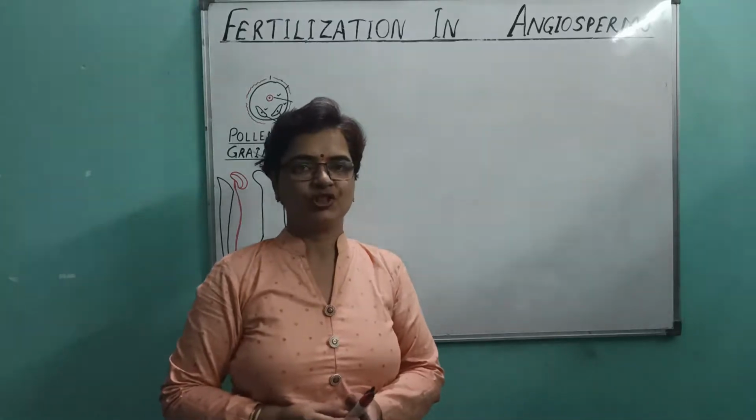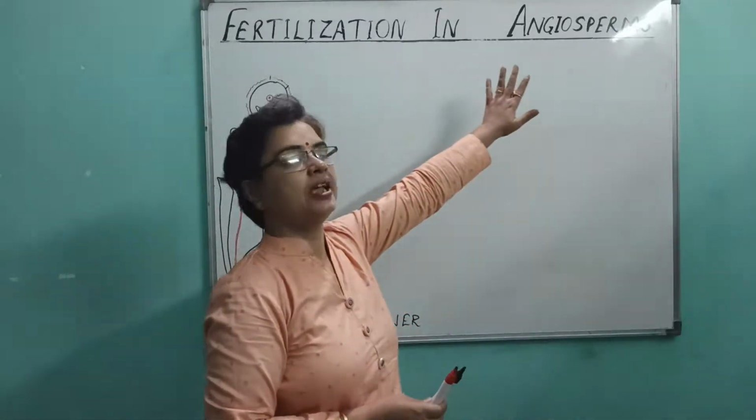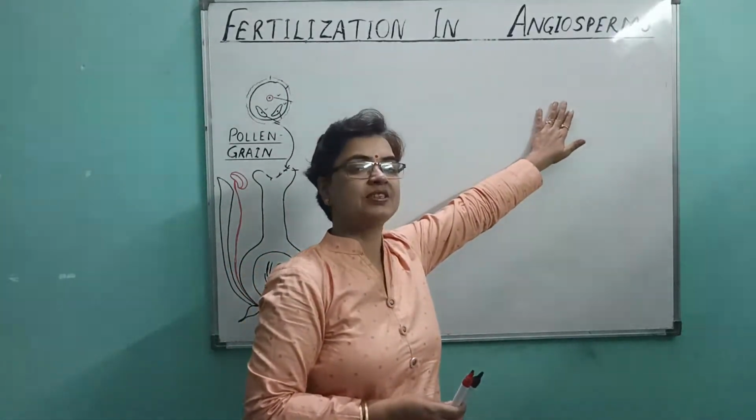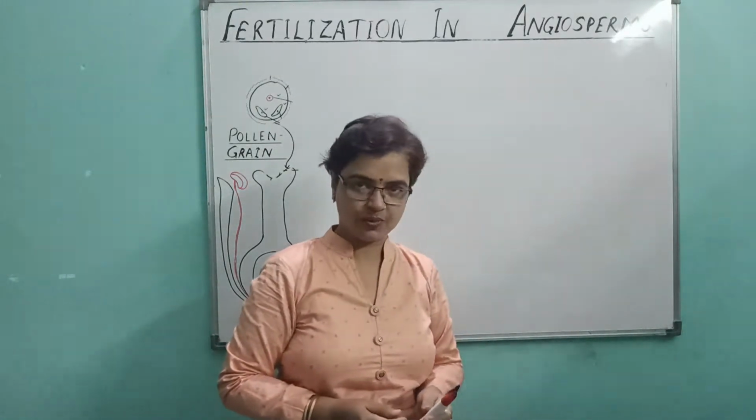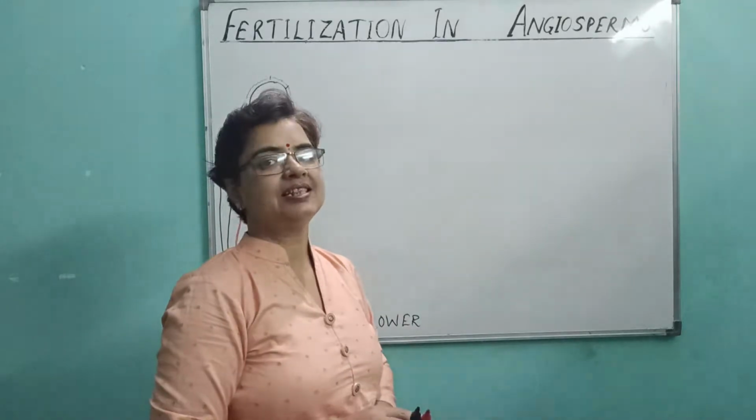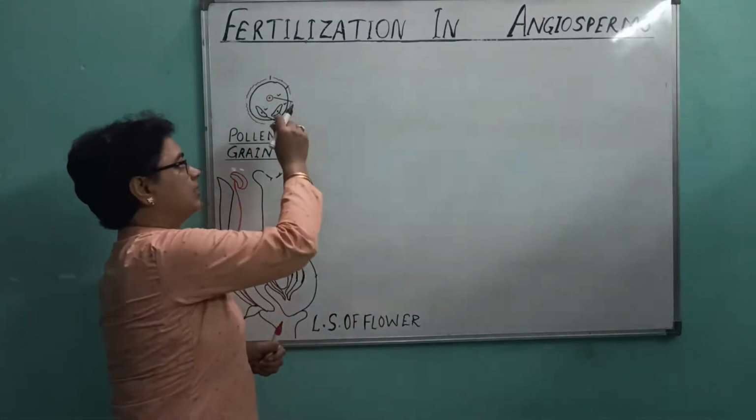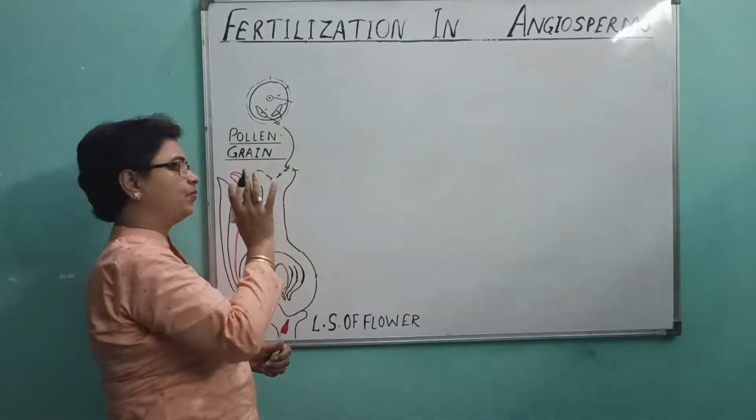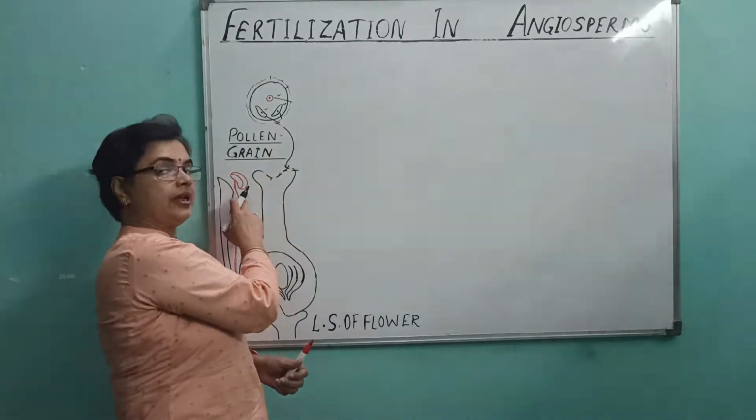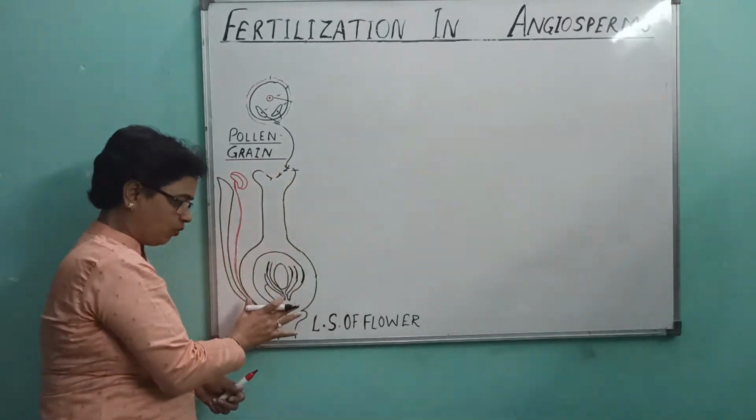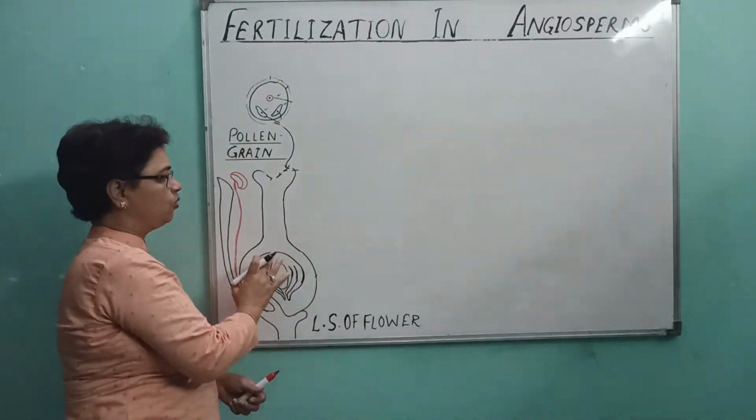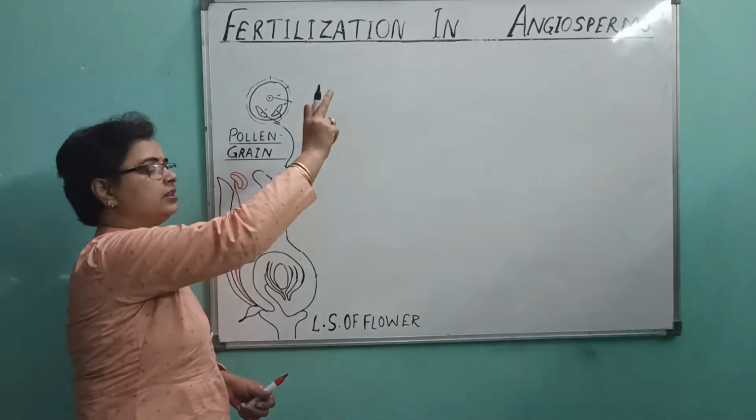Today I am going to teach you fertilization in angiosperms. We have already studied the structure of the ovule of angiosperms, all the flowering plants. So here it is, the structure of a pollen grain. As we know, the pollen grain is formed in the anther lobe. This is the diagram already drawn, just indicating all the parts which are involved in this process.